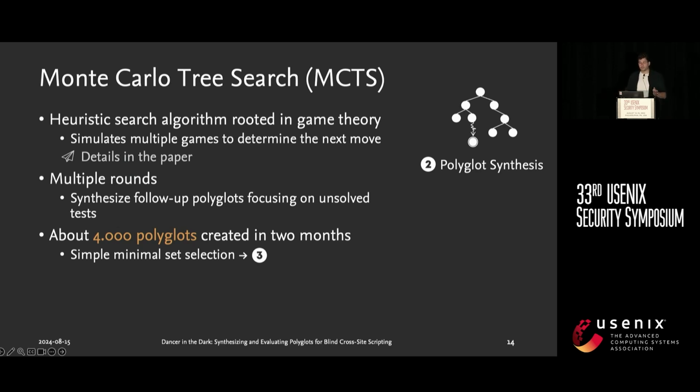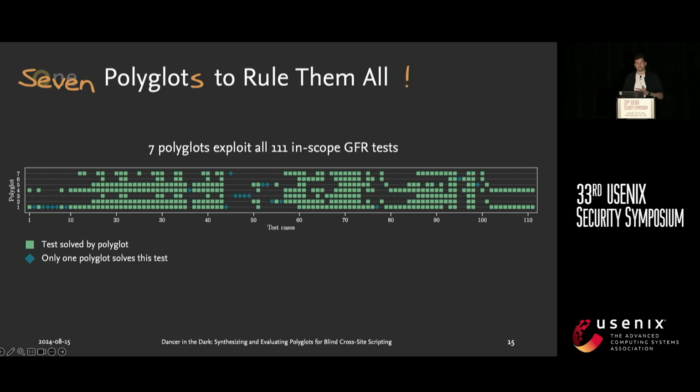All right, essentially we are playing a lot of rounds. We synthesize polyglots, and in follow-up generations, we synthesize polyglots that focus on yet unsolved tests. We ended up with about 4,000 polyglots to choose from after 2 months of generation on and off. So then it's quite easy. You can just apply some simple set minimization algorithms, and we end up with 7 polyglots to rule them all.